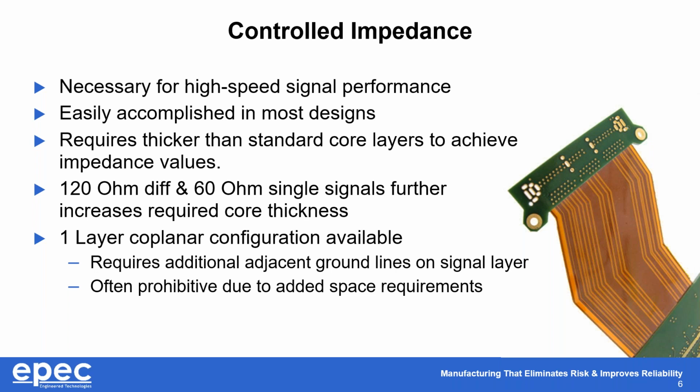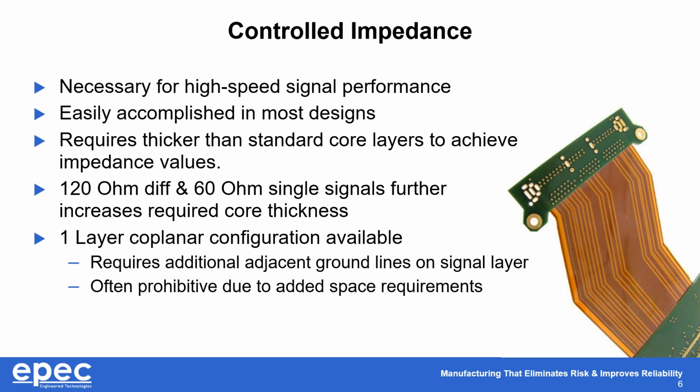And that's as a function of the dielectric constant of the materials and the spacing required between your signal layer and your reference plane. So now we're talking, while a standard core might be 1 mil in thickness, controlled impedance will need a minimum of 2, potentially 3, potentially 4 mils in thickness. So it has a dramatic impact. Higher end controlled impedances, such as 120 ohm differentials and 60 ohm single signals, drive this even further.